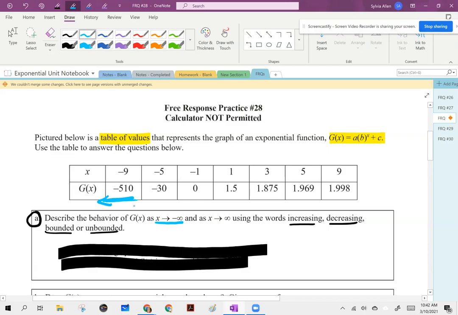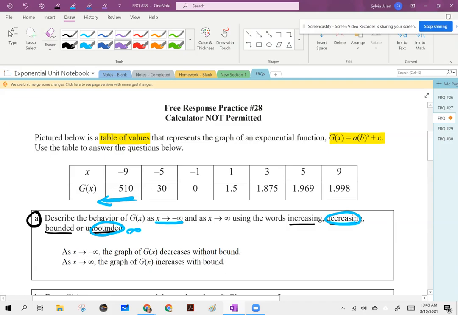So you already know that exponentials have only one end that has a horizontal asymptote. So if we look at the left side and compare it to the right side, we can see that the left side is going to negative infinity. So that is going to be decreasing, right? Because the y values are getting lower, and it's unbounded because it's going to infinity. Whereas if we take a look at as x goes to positive infinity, we are approaching the number 2.